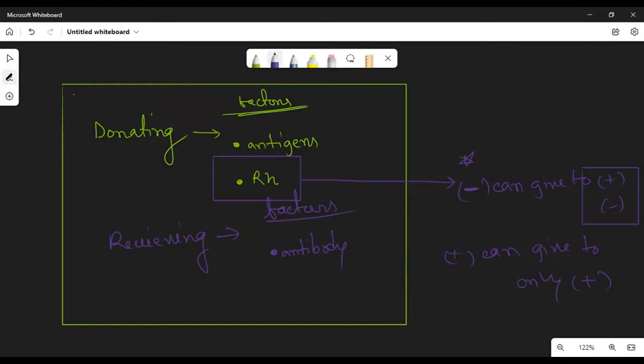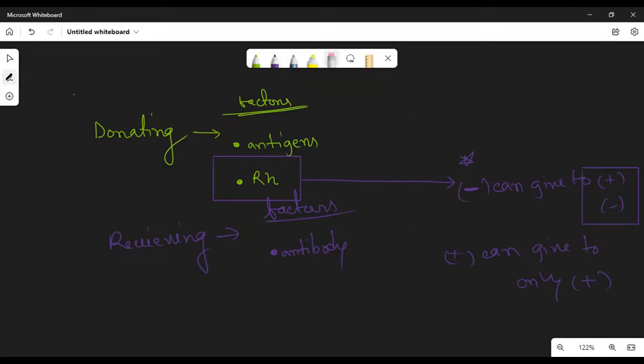So in case of donating, antigen plays an important role, and the Rh factor plays an important role. As there is no Rh factor, it can give to both plus and minus. But in case of positive, there is an Rh factor, so we cannot give to someone who doesn't have any Rh factor. In case of donating, we should always keep in mind that if I'm a donor and I have the rhesus factor, I can only donate to those who have the rhesus factor. So keep that in mind. That's very important in medical science.